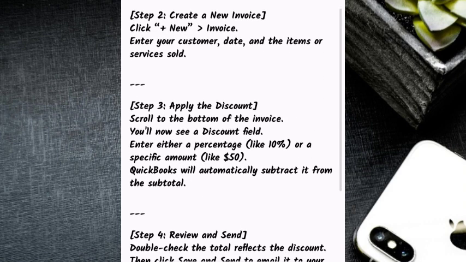Step 3 is to apply the discounts. Scroll to the bottom of the invoice. You can now see a discount field. Enter either a percentage like 10% or a specific amount like $50 or whatever. And QuickBooks will automatically subtract it from the subtotal.